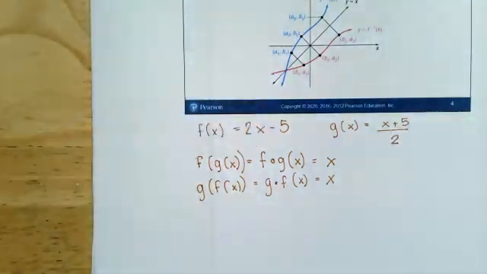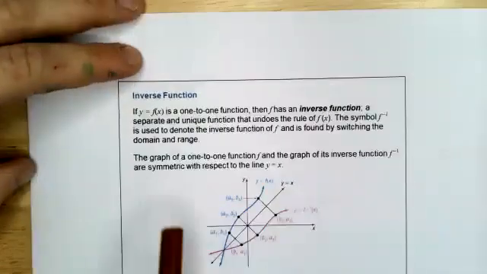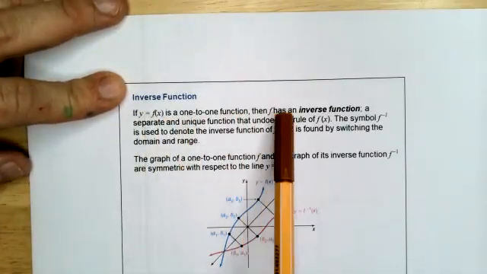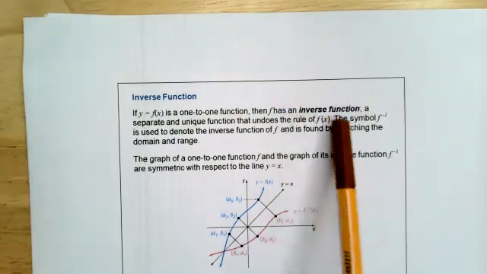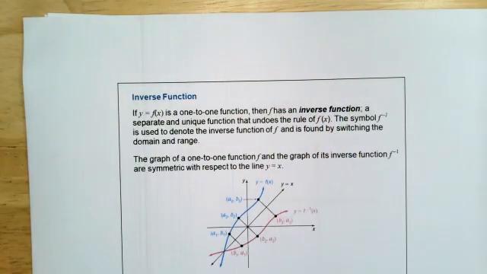We're doing the inverse of subtracting 5. We're doing the inverse of multiplying by 2. Good. So if y equals f of x is a one-to-one function, f has an inverse function. So every one-to-one function has an inverse function that is a separate function undoing f of x.